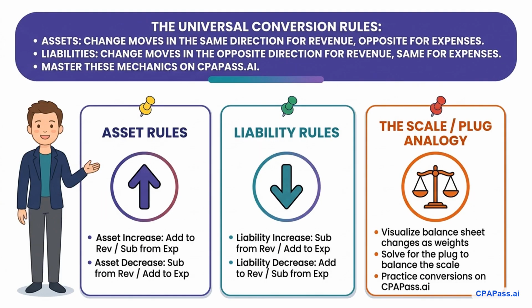To wrap up, let's summarize the universal rules of the scale or plug method. When converting from cash to accrual, always look at the change in the related balance sheet accounts. For assets, an increase is added to revenue or subtracted from expenses, while a decrease is subtracted from revenue or added to expenses. For liabilities, the rules are exactly opposite.